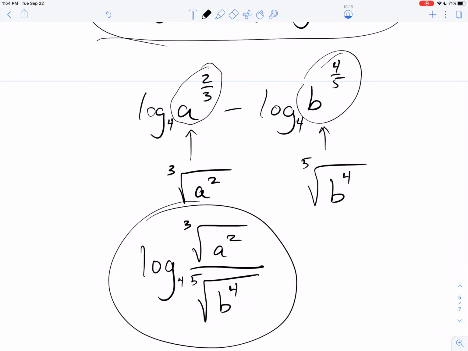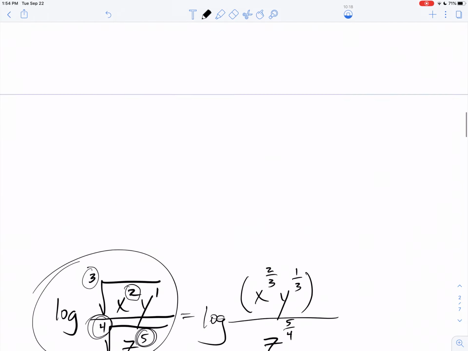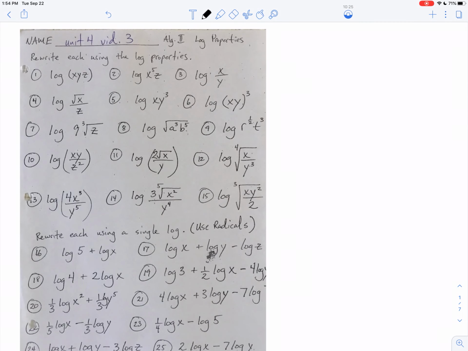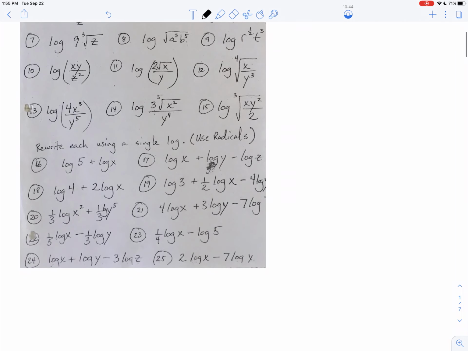So, guys, here's the practice problems I want you to do. This is for Unit 4, Video 3. It's going to say Part B on YouTube. The top part says rewrite each using the log properties. So 1 through 15, you're going to expand them, writing them in an expanded form. And then the other ones say rewrite each using a single log, and then it says use radicals. So you'll notice for something like number 19, that's a 1/2. That's going to turn into a radical. There's a 1/4. That's going to turn into a radical, etc., etc.